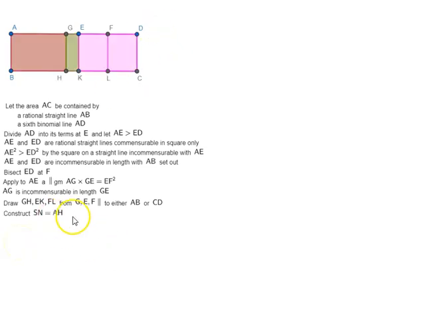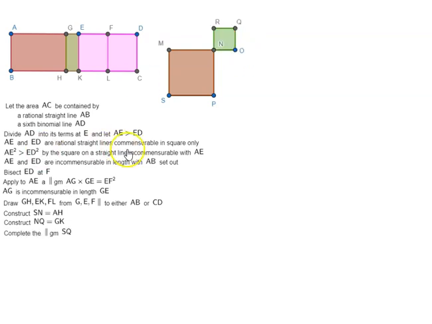Now construct Sn equal to AH. So we have to draw a square Sn so that its area is equal to AH. Next, we draw another square NQ equal to GK. And we draw it in such a way that the square sits on this line MN from N. Now we complete the parallelogram SQ. Based on the lemma, we know that SQ is also going to be a square.